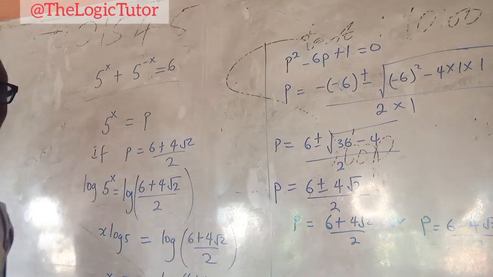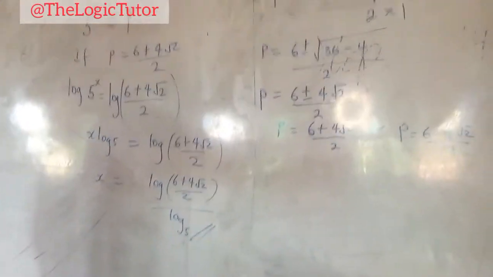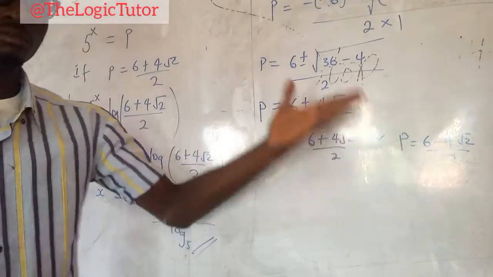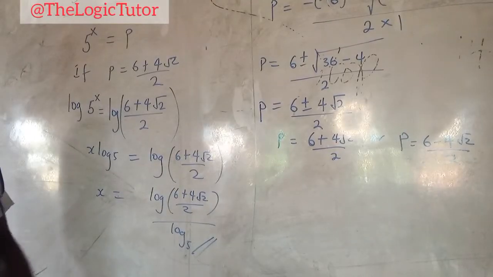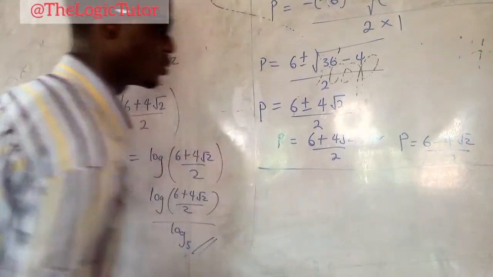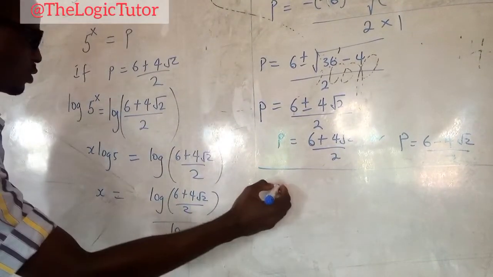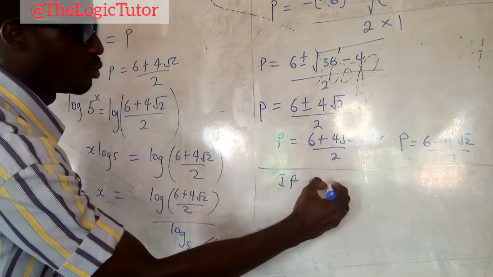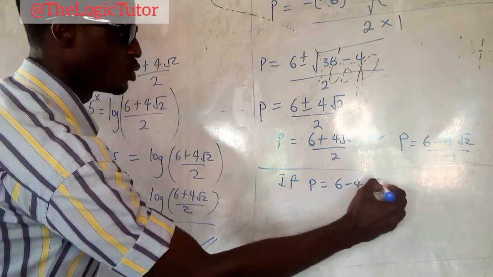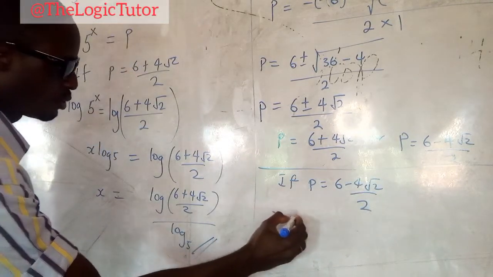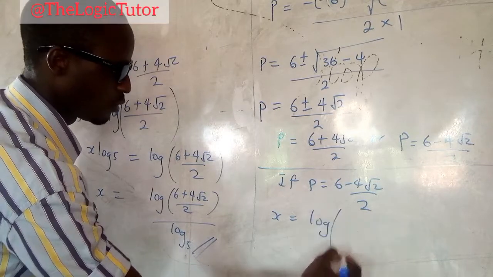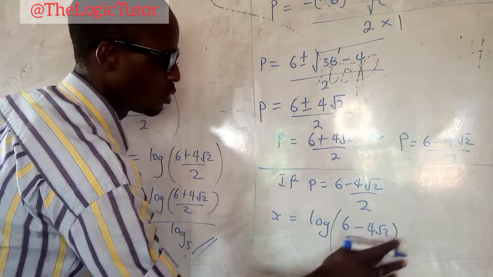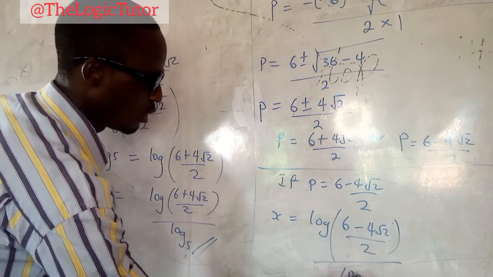Yes, this is the solution for x, and at the same time you can try the second root of p to get your second solution for x as well. So x will come with 2 solutions, just like p comes with 2 solutions. If p equals 6 minus 4 root 2 over 2, definitely x is going to be equal to log of 6 minus 4 root 2 over 2, all divided by log 5.